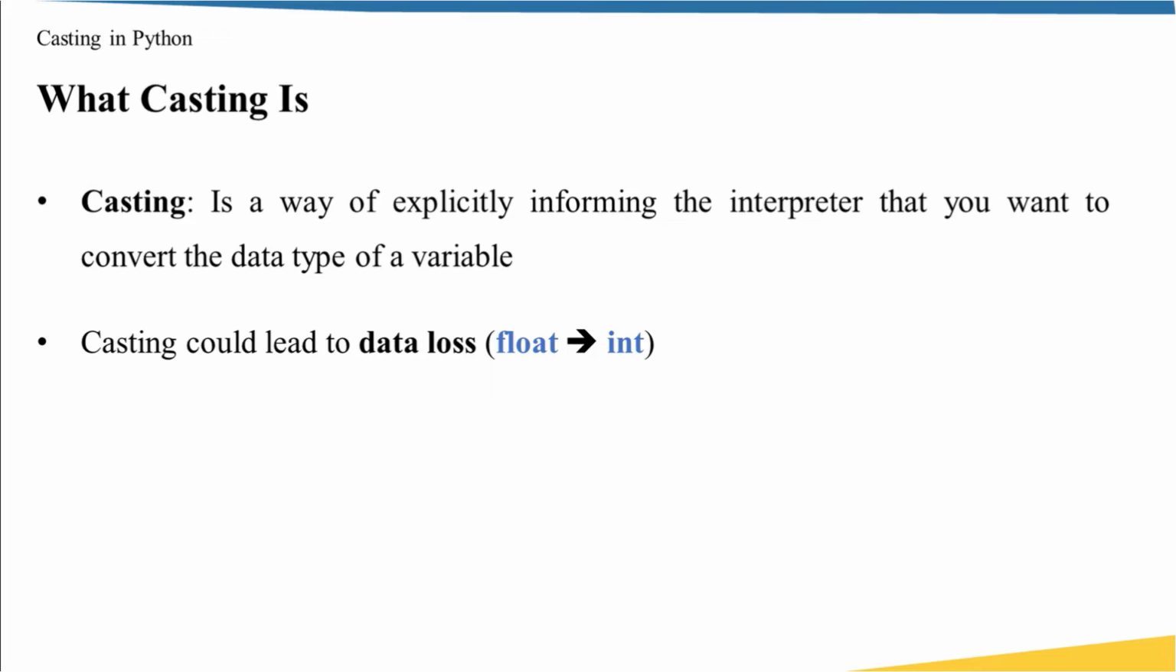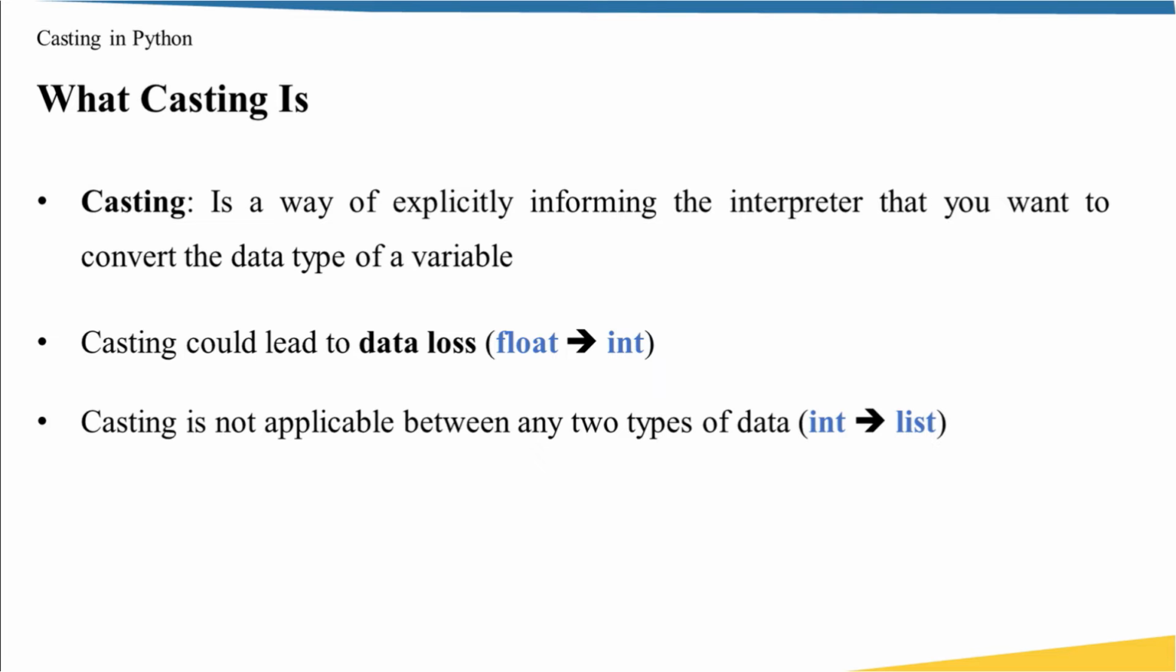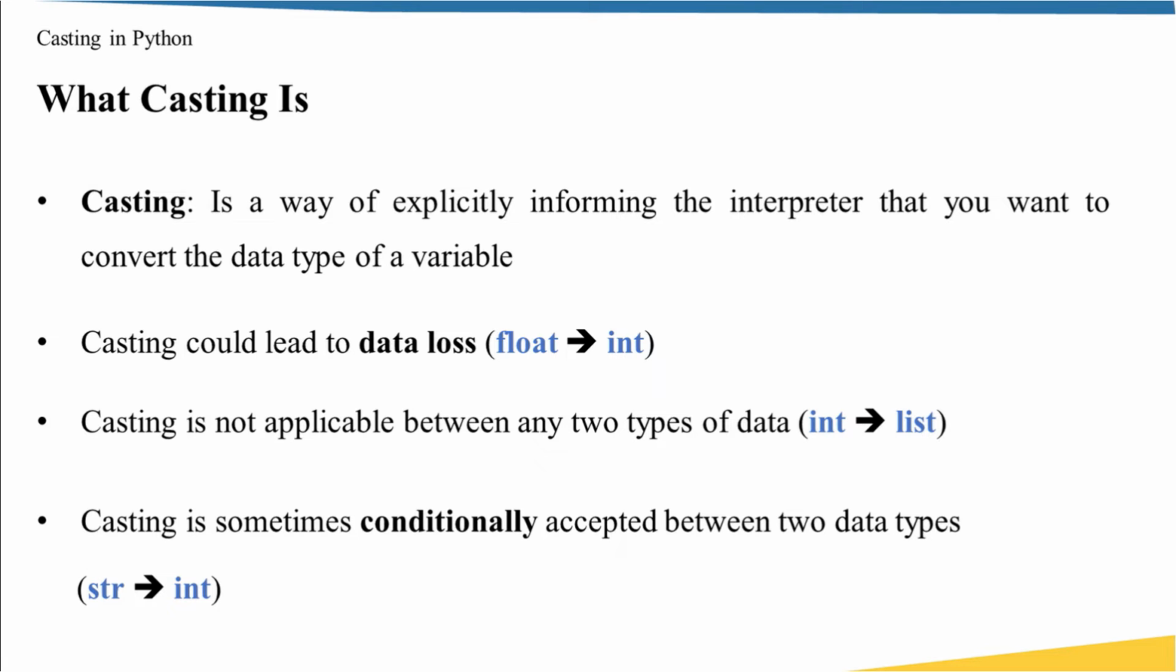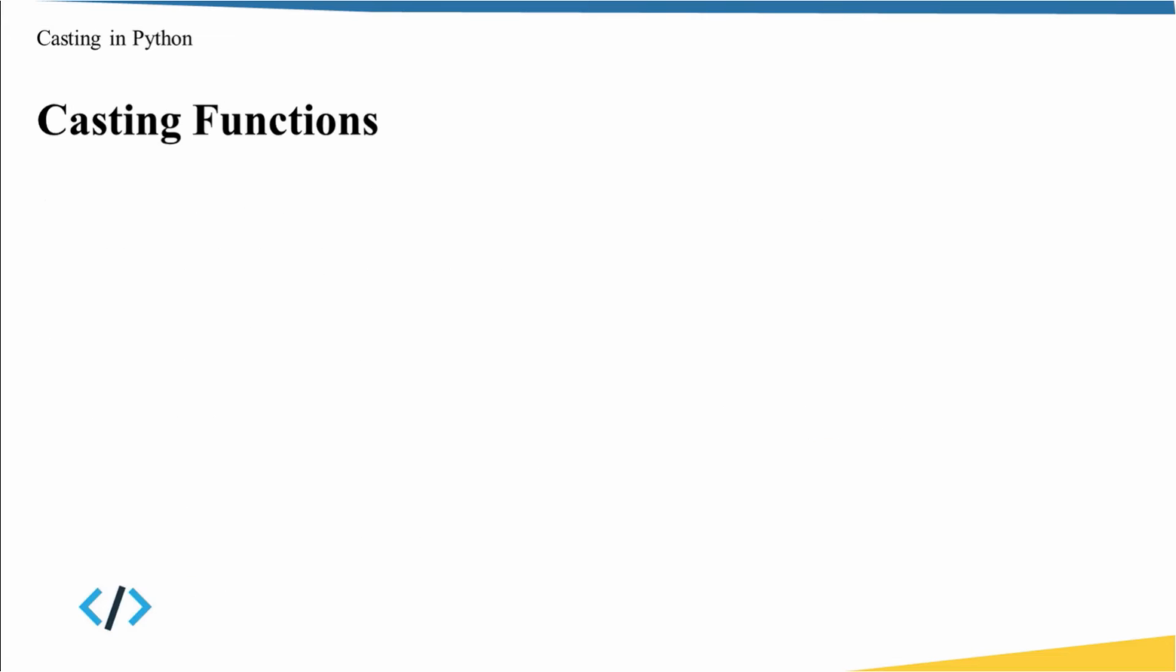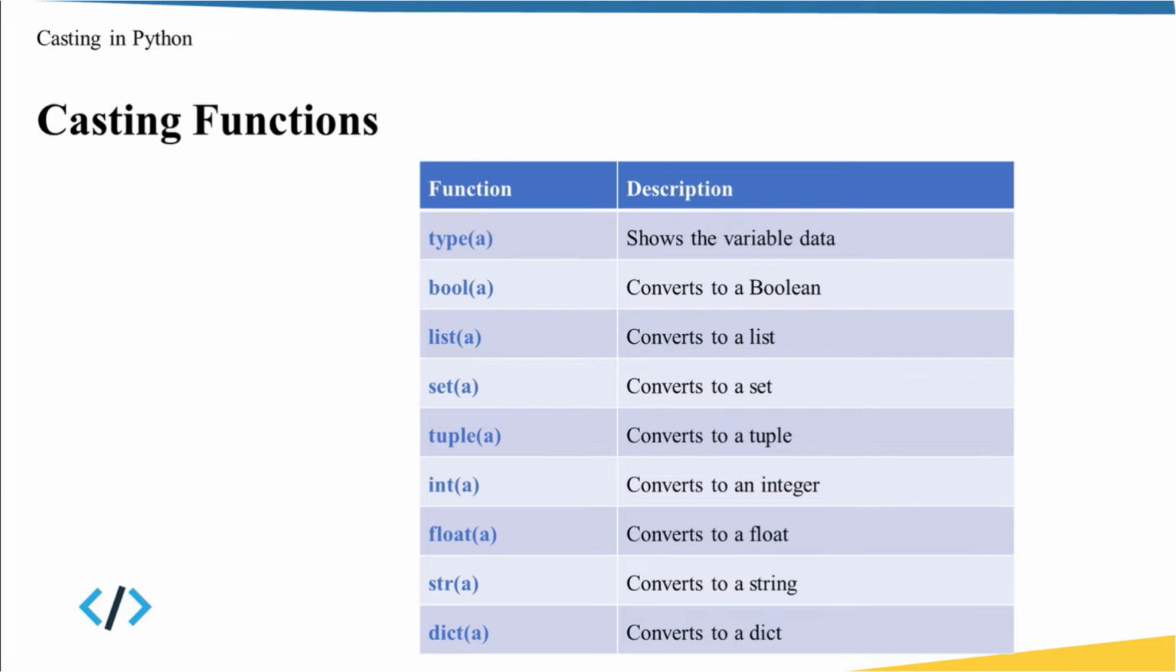The second note is that casting is not applicable between any two types of data. So for example, you cannot convert an integer, which is a single item, into a list, which is a collection of items. The last note is that casting is sometimes conditionally accepted between two data types, like for example from string into integer. I mean by that, a string can be converted into an integer, but not all strings are convertible into integer.